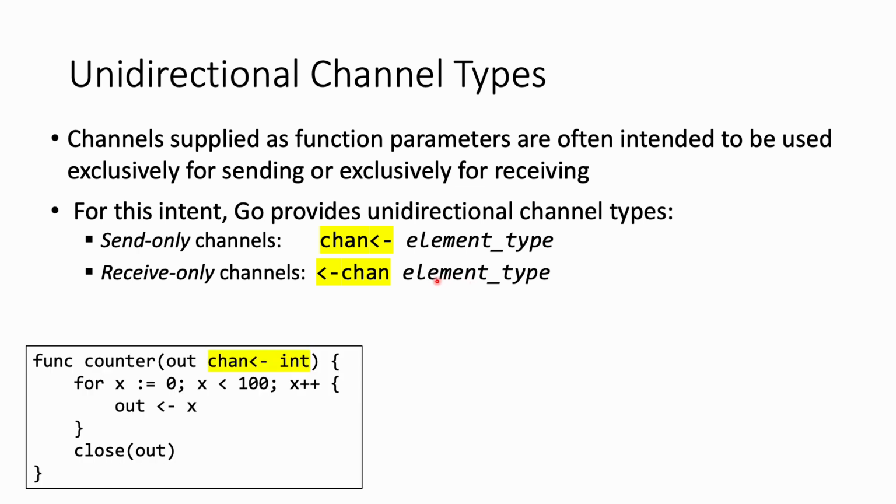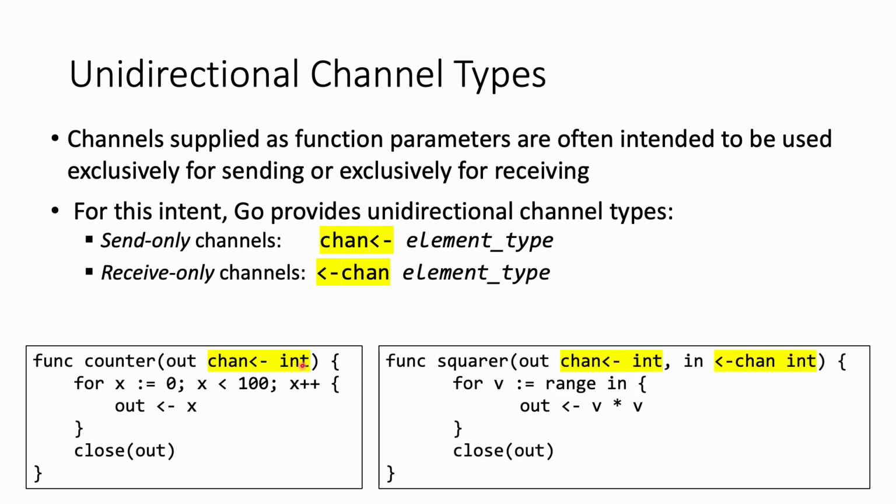For example, consider function counter that takes a channel as argument and sends all integers between 0 and 99 to the channel argument. This channel argument is intended to be used exclusively for sending, so we declare it to be a send-only channel of int.